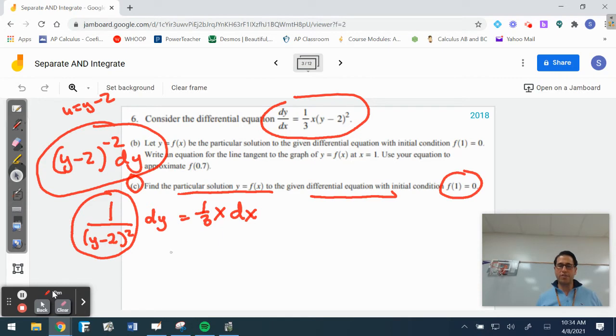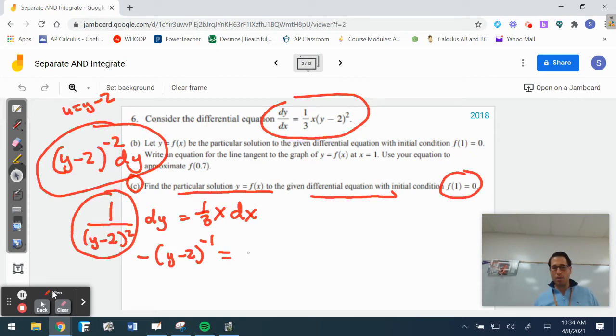Well, u to the negative 2 would be u, which is y minus 2, to the negative 1, but then I have to divide by negative 1. So I'm just going to put a negative out in front. Remember, that's the antiderivative power rule, going backwards, where we add 1 and then we divide by that.